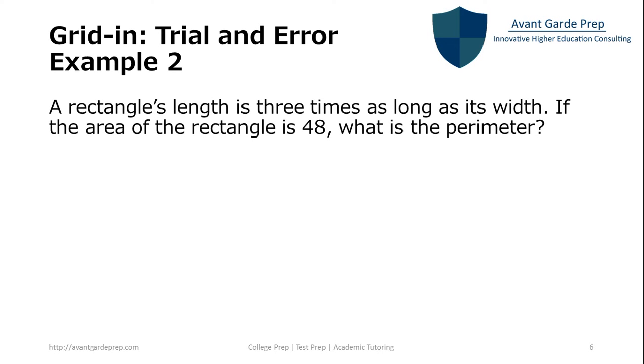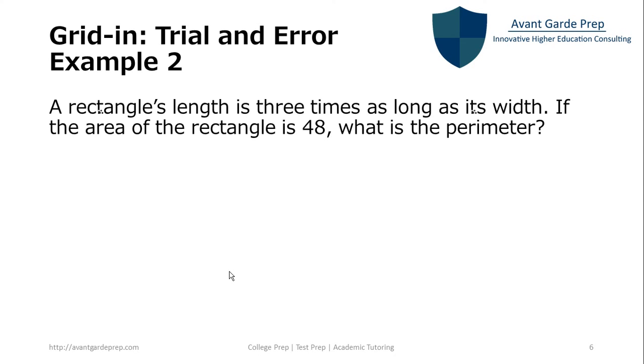Example question number 2 reads, a rectangle's length is 3 times as long as its width. If the area of the rectangle is 48, what is the perimeter? In this problem, we're given some information and we're trying to find something. That thing is the perimeter. And we're given the area of the rectangle, which is 48, but we're also given another piece of information, that the length of the rectangle is 3 times as long as its width.